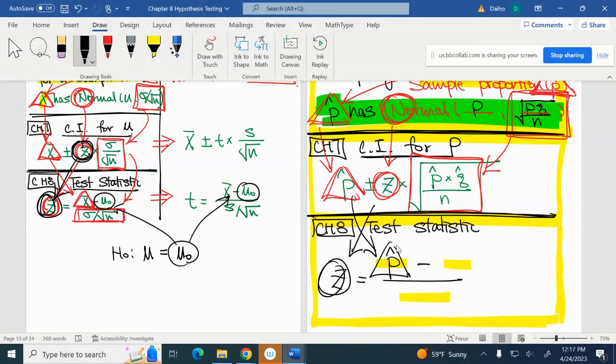Today I have to give you the null hypothesis. The null hypothesis will be the proportion is equal to the initial proportion. Then what do you expect for the second one? P0. Good? So far so good, right?